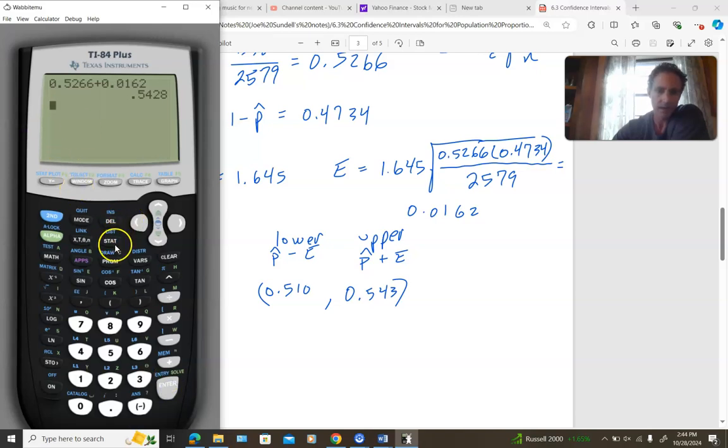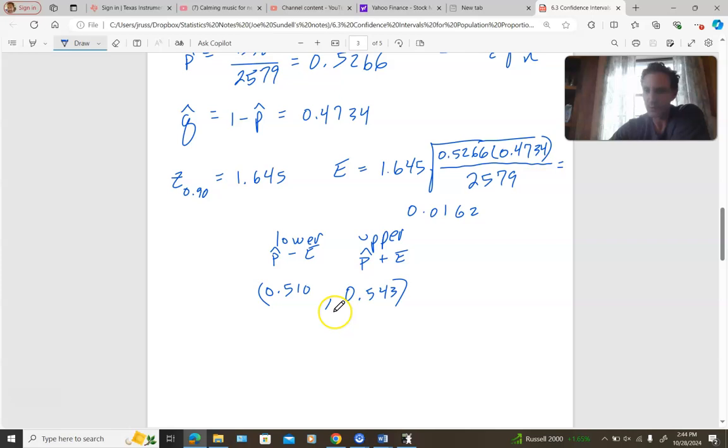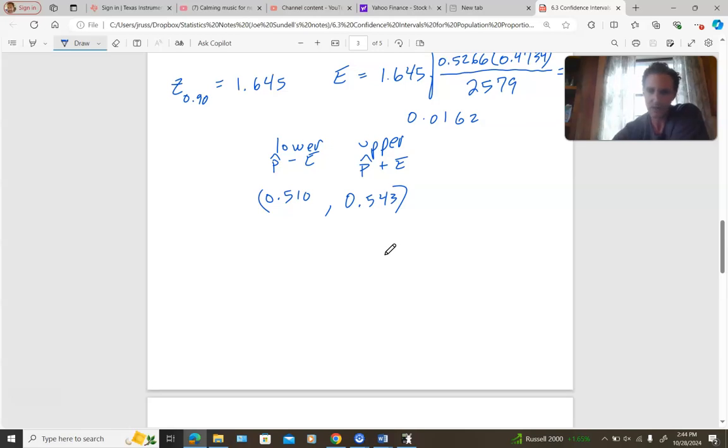Whoops, I skipped it. I just hit enter too many times. So let's verify here. There we go. And look what we've got, guys. This to 3 decimal places would be 0.510, and this to 3 decimal places would be 0.543. So I'm going to use this from here on out, okay? Because we know how to do it by hand now. We know essentially what we're doing is we're taking p hat and we're both adding and subtracting the margin of error from it.